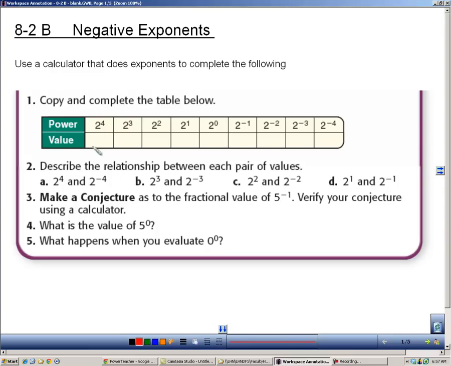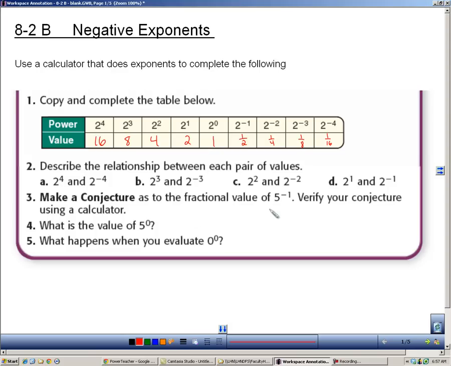If you take a calculator and you plug in these values, you're going to get 2 to the 4th, which is 16, 8, 4, 2, 1, 1/2, 1/4, 1/8, and 1/16. And you're going to look at the relationship there, and you're going to try to see what you notice between 2 to the 4th and 2 to the negative 4th, and 2 to the 3rd and 2 to the negative 3rd, and so on. Hopefully you realize that they're reciprocals of each other. That if you have a 2 to the positive 3rd and a 2 to the negative 3rd, one of them is 8 and the other is 1 over 8. So hopefully you recognize the reciprocals there.